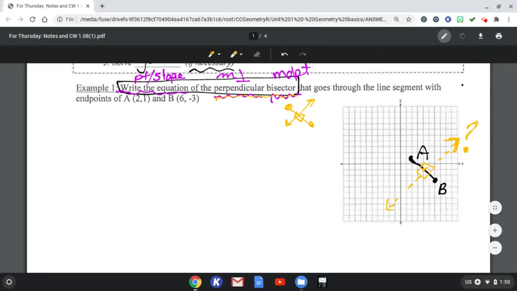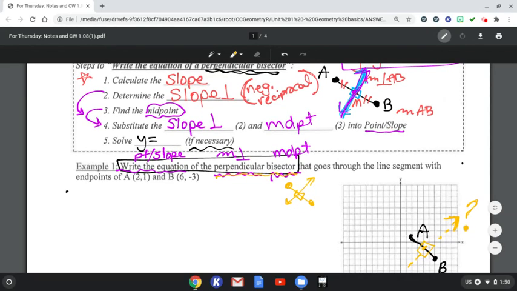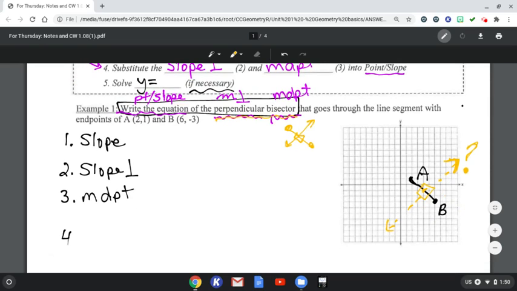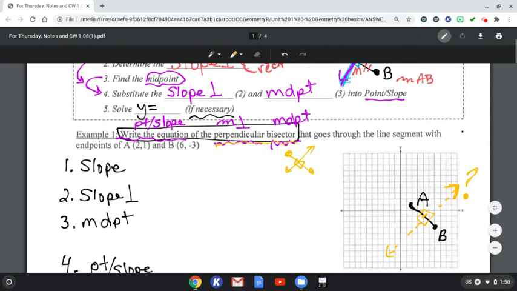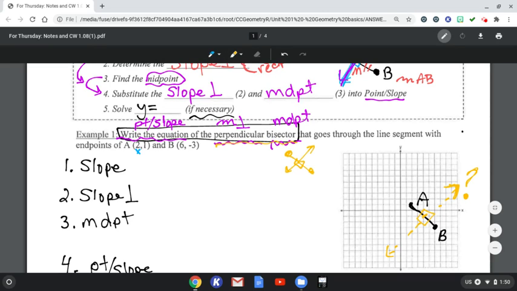Okay? So the steps, again, that we just listed out, first thing we do is find the slope. So step 1 is to find your slope. Step 2 is to find the slope perpendicular. Step 3, we're going to calculate the midpoint. And then step 4, we're going to substitute into our point slope formula. So as I wrote those out, I'm going to do the work out in a different color. So our ordered pairs are x1 and y1, x2, y2.